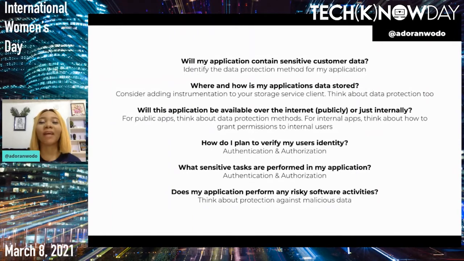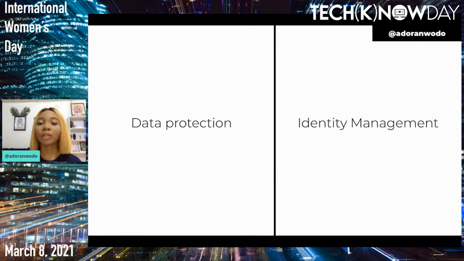If your application is going to have sensitive customer data, you want to think about any data protection or encryption method for your customers' data. If you're going to have users, you want to think about proper authentication and authorization for your users, so that nothing happens to them when they are using your application, or to all the data that they store, or multiple things.